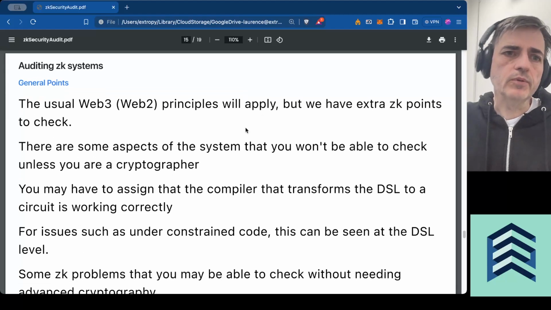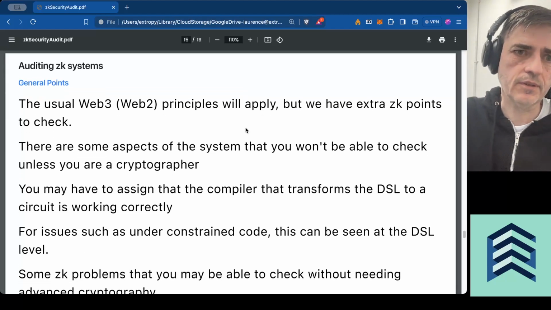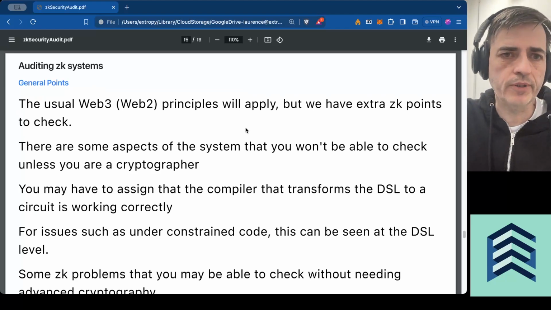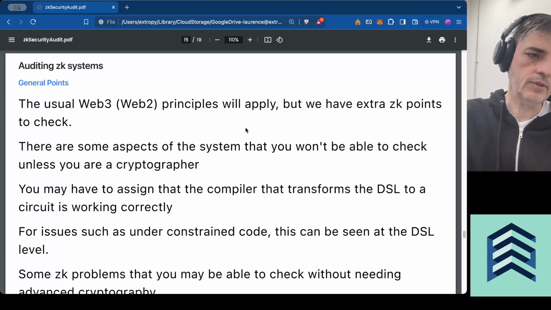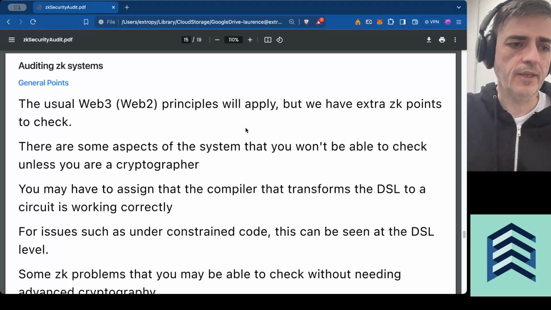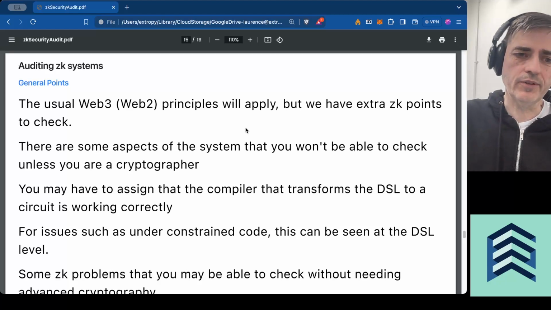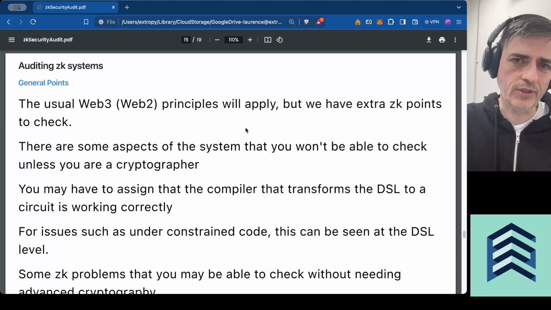Okay, so going on to how we can audit these systems. Of course, the usual points about Web3 and Web2 will apply. For a particular application you're looking at, there may be lots of details that you would be checking around, the economics or just the general logic of the code, etc. So all of those things will still apply.